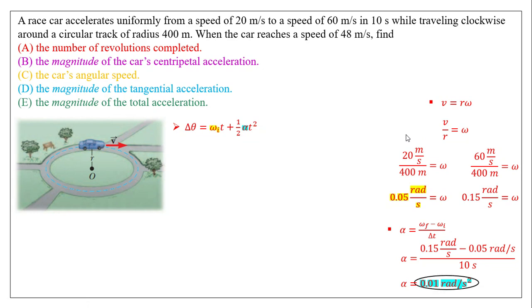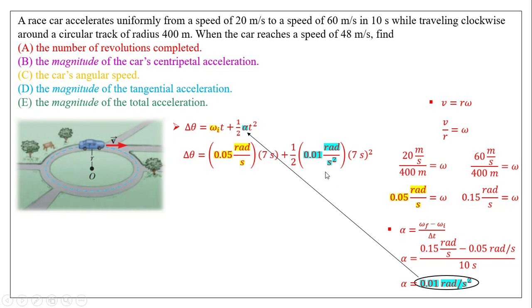Well, now I know what alpha is, I can go and plug it in. Once again, the initial angular velocity that I converted to is 0.05 rad per second. So omega i is 0.05, t is 7 seconds. At this particular junction, it's important that you know the time here is 7. It's 7 because it wants us to find it when the car reaches 48 meters per second, and that only took 7 seconds. So it's important that you do not plug in 10 for this particular part. Alpha, I just found, and then once again the time is just 7 seconds.